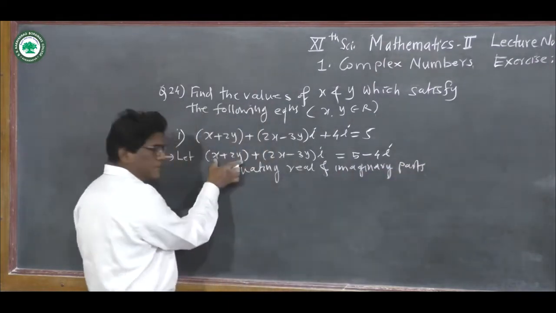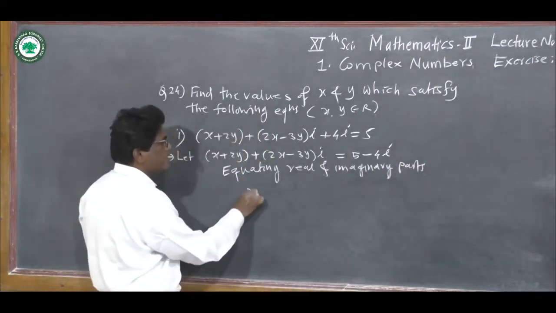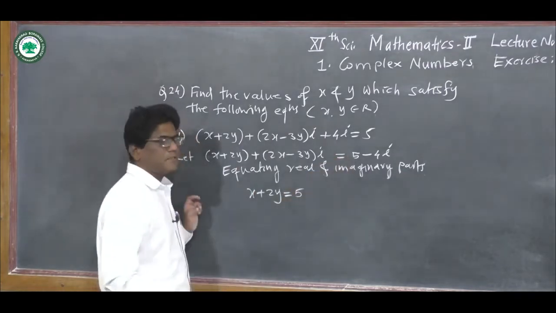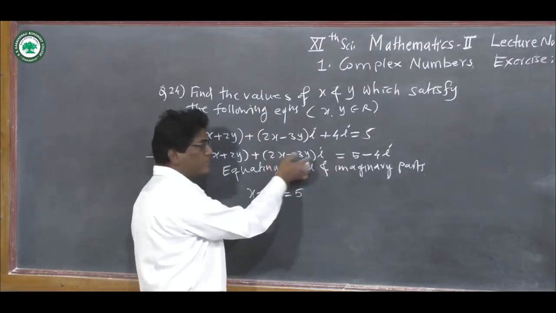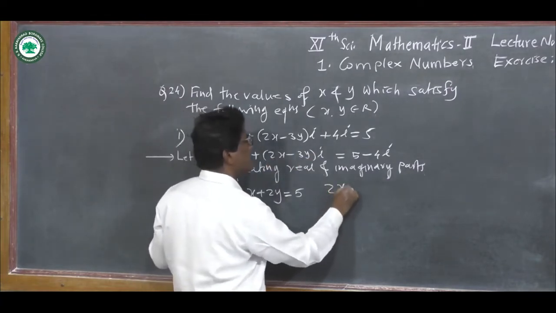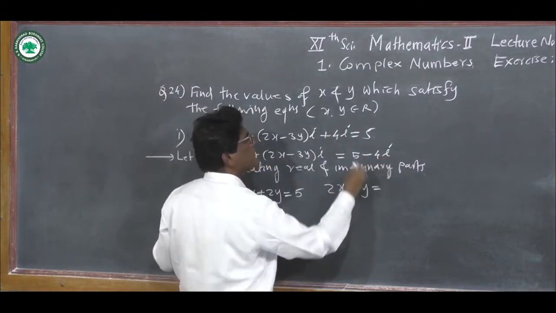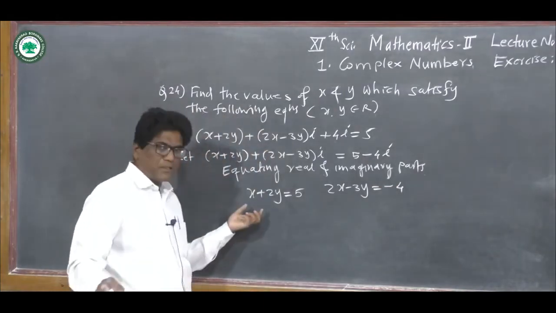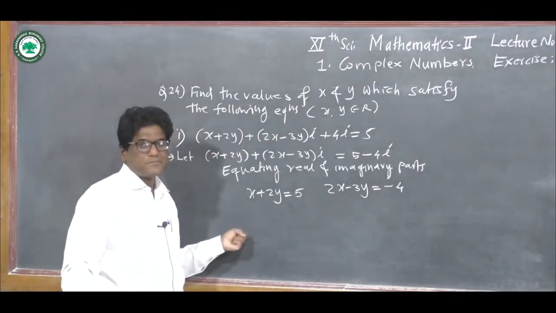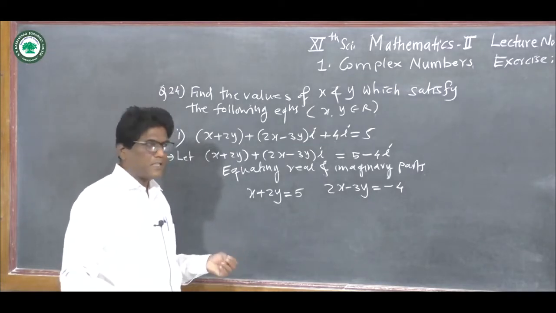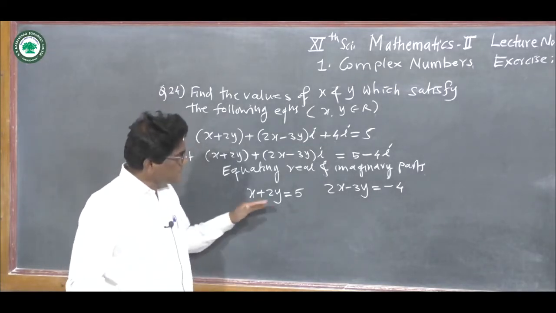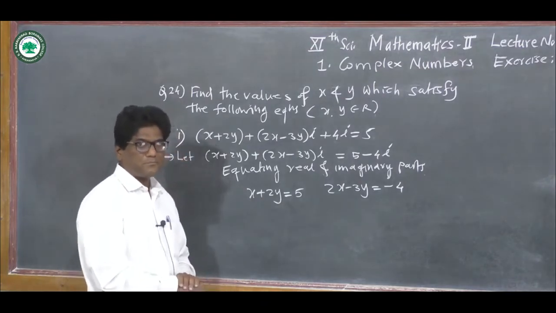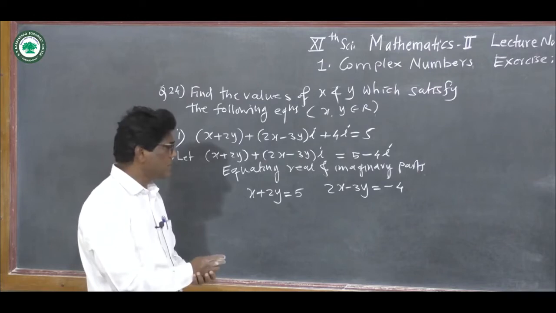So here the real part is x plus 2y, equal to the real part 5. The imaginary part, that means the coefficient of i, is 2x minus 3y, and on the right the coefficient of i is minus 4. Now here there are two linear equations in x and y, two unknowns, and such linear equations we have solved at school level, in the 10th or 9th standard.